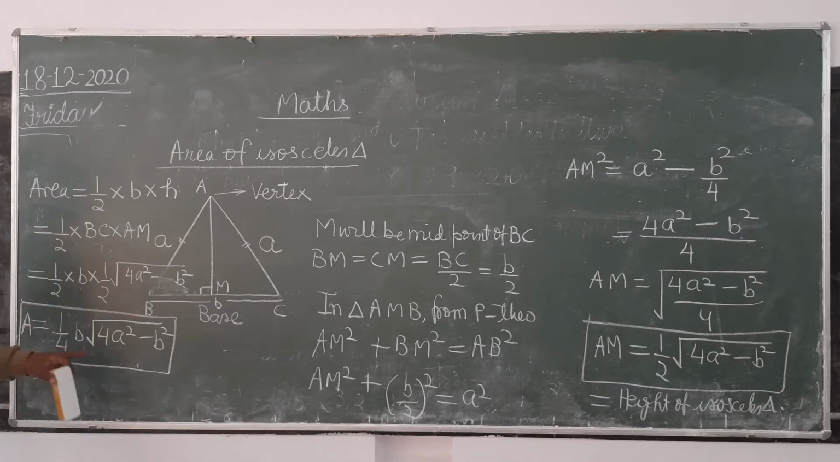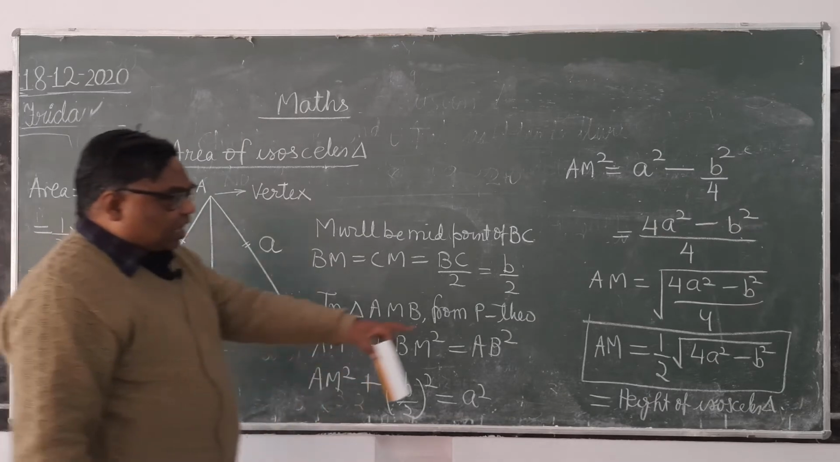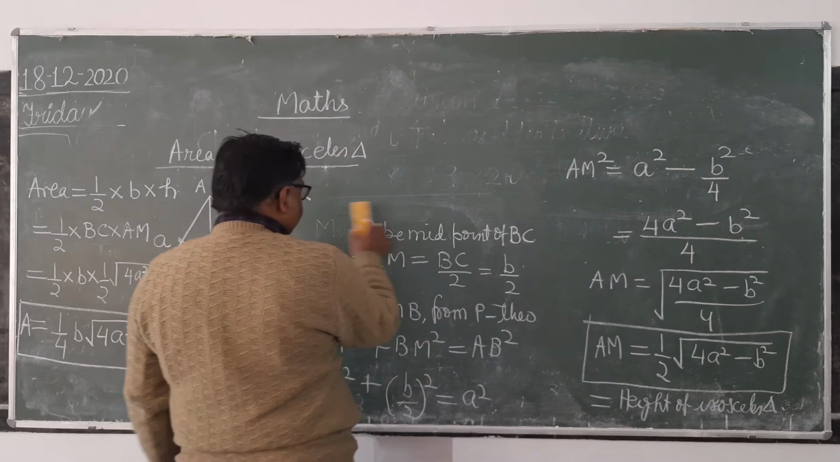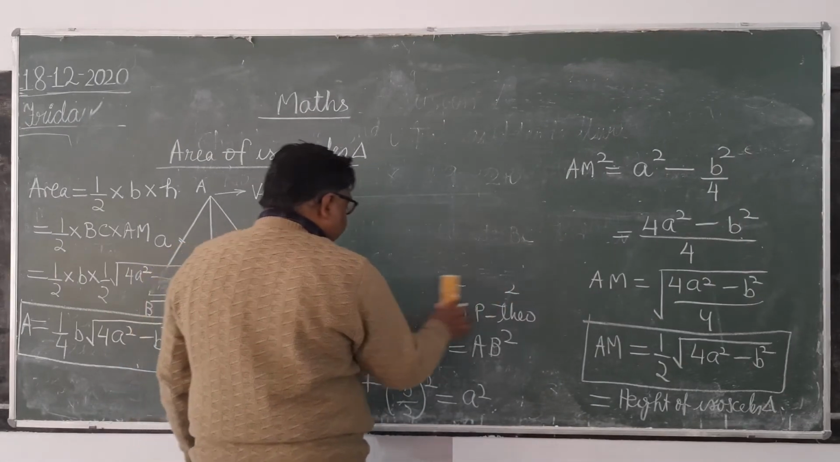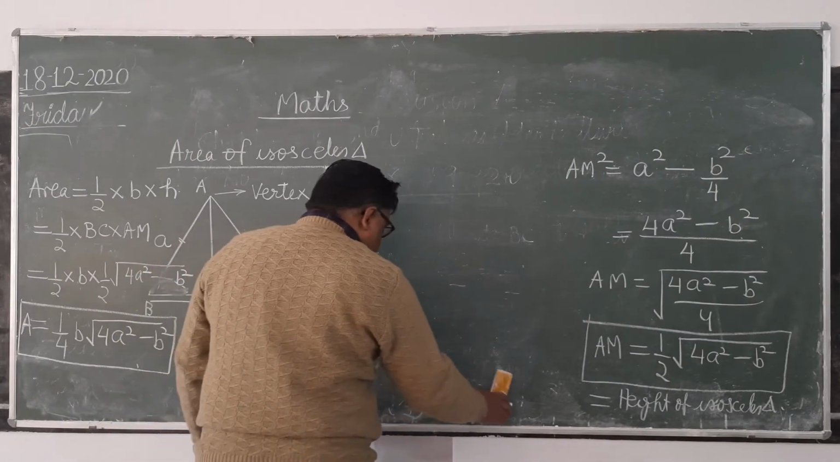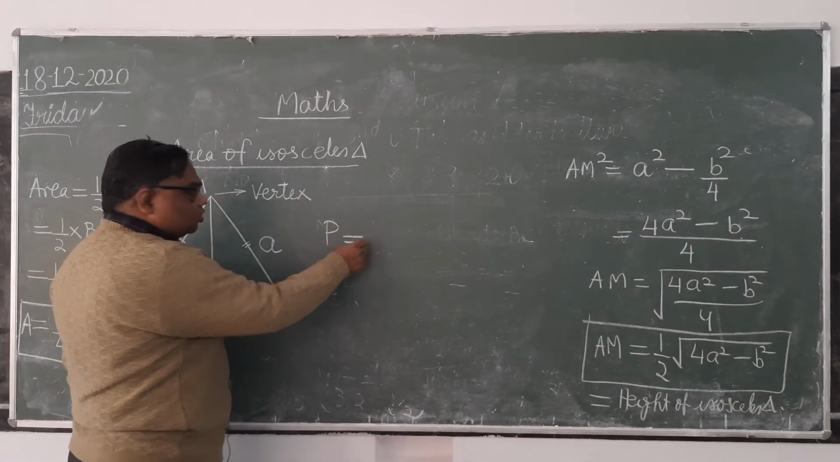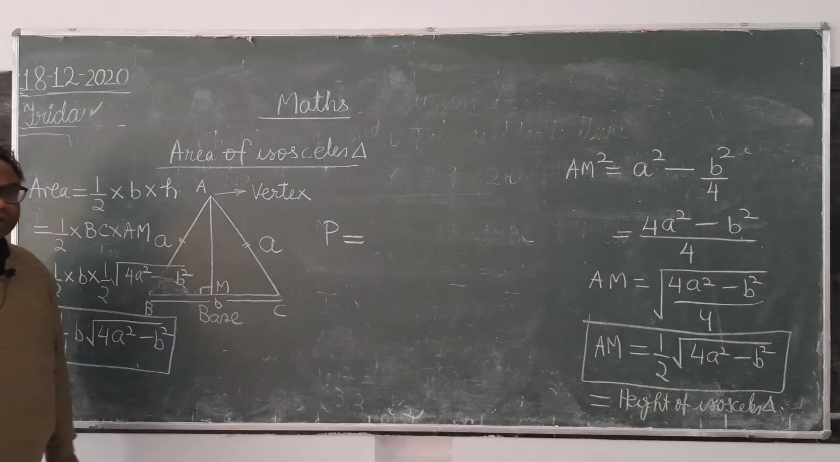You remember one thing: what is A? A is the equal sides, and B is the length of the unequal side. Is it clear? What is the height of an isosceles triangle? The formula is this. Now after this, we will determine the perimeter. What will be the perimeter? Perimeter means sum of all the sides. So what will be the perimeter?